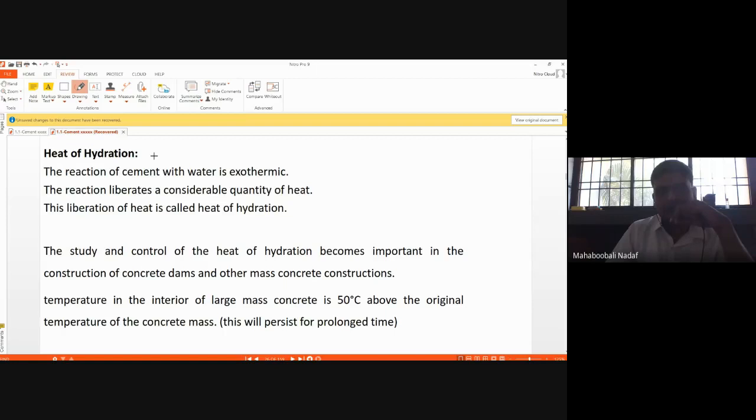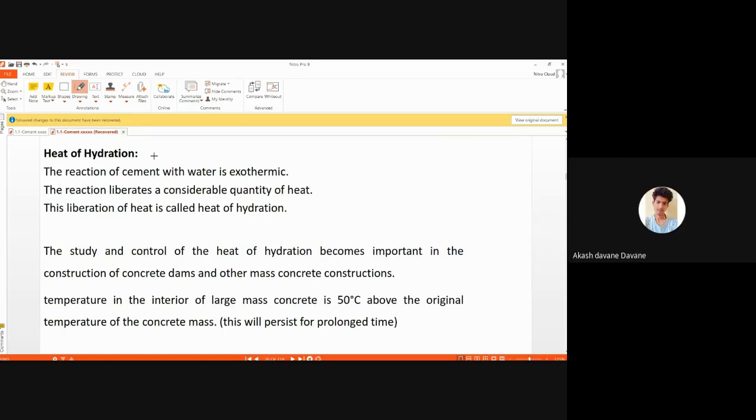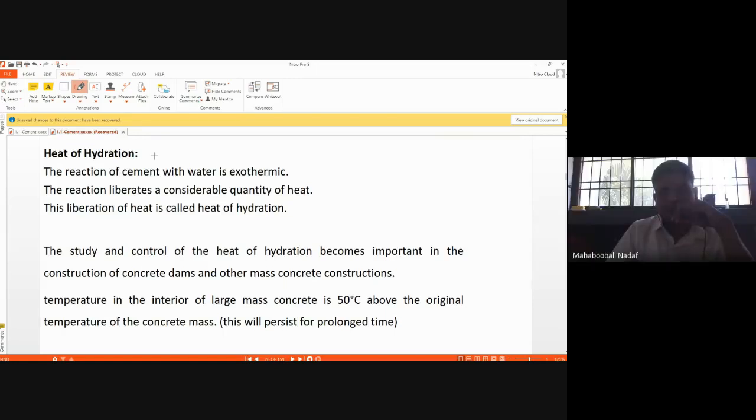Everyone, can you tell me? When you see fresh cement, you can sense that heat is liberated. So heat is liberated means what? What type of reaction? It is an exothermic reaction. The reaction liberates considerable heat. So this heat is called heat of hydration.